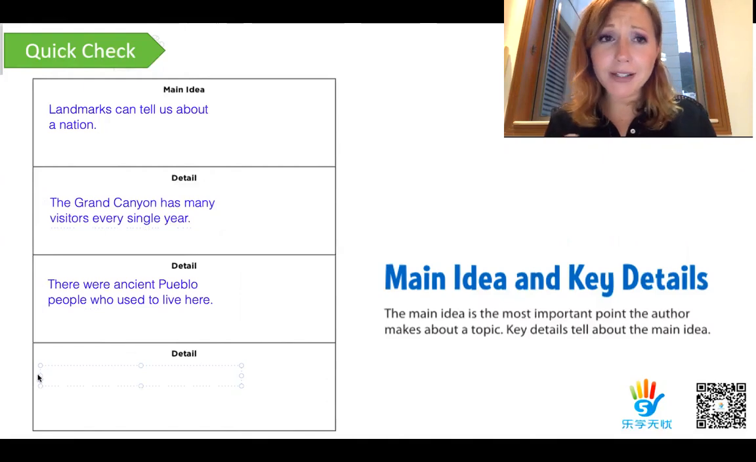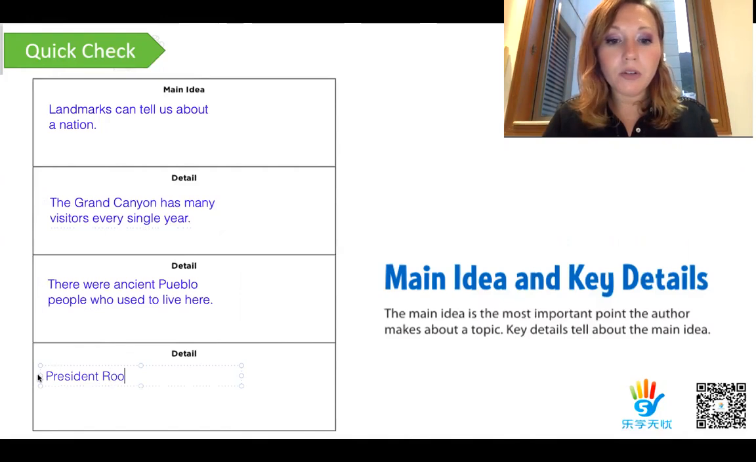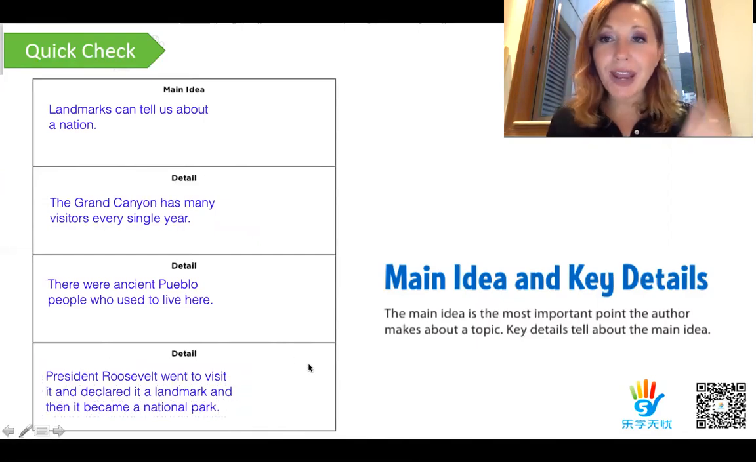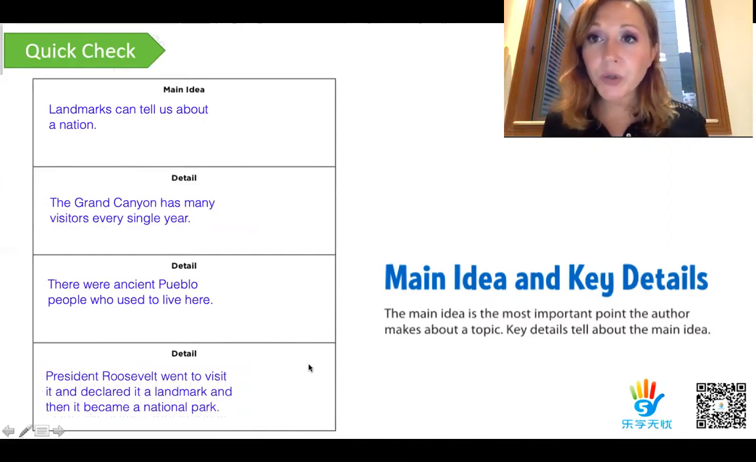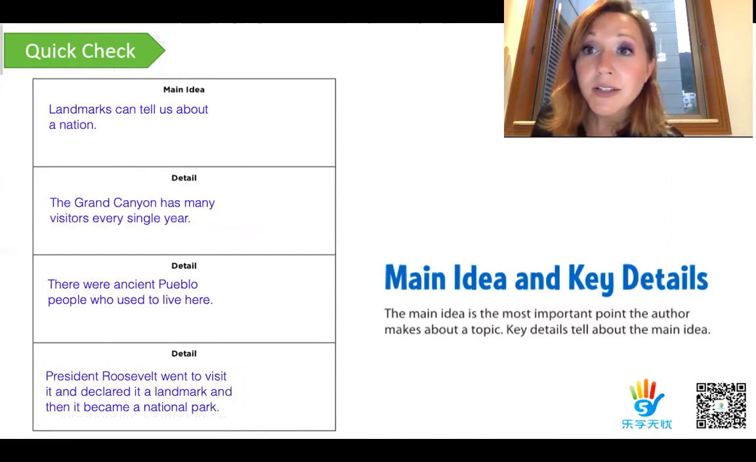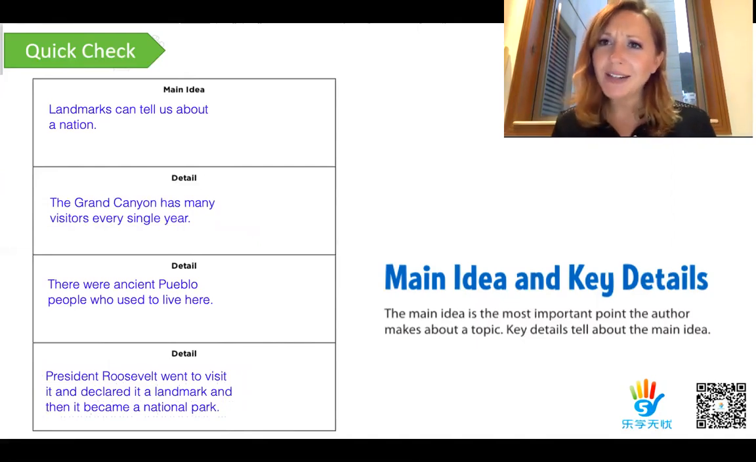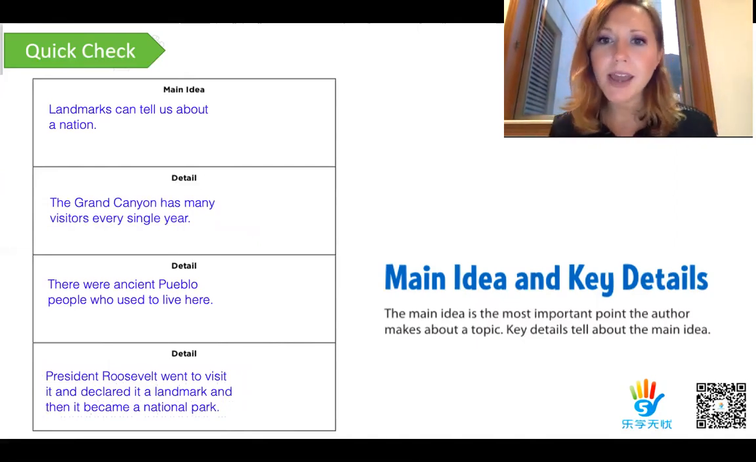Another important fact about this landmark is that President Roosevelt went to visit it and declared it a landmark, and then it became a national park. So this helps us to understand that this is very important to the cultural and the traditions of the American society, to understand its culture and its history that happened in the USA.